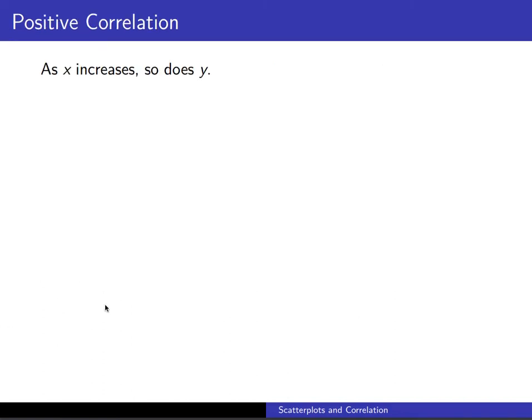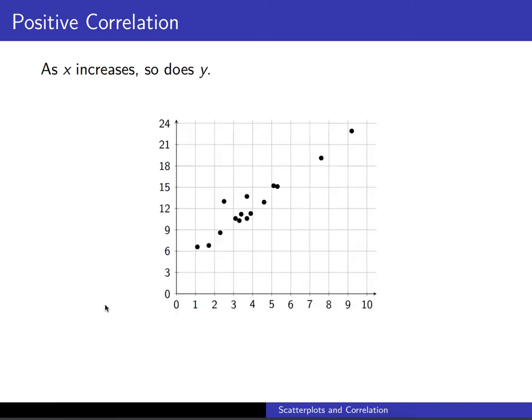First up, positive correlation, and that's where as x increases, so does the value of y. So here we have just some generic scatter plot, but notice as we go to the right on our graph, meaning our x values are increasing, our data points are going up in value. So we would say that this scatter plot has a positive correlation.